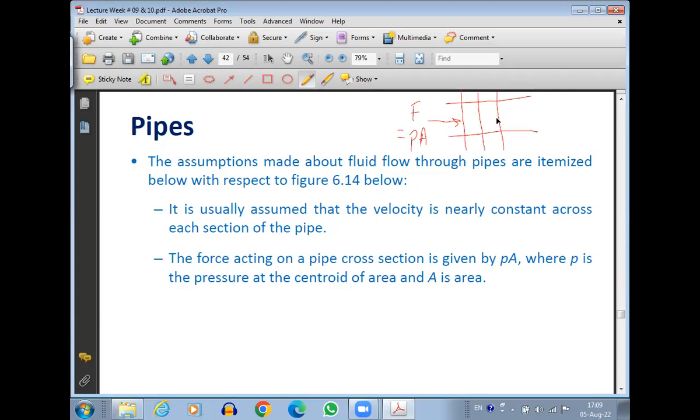And it is applied at the centroid of this cross-section. So these are the assumptions that we make for the fluid flow analysis in the application of momentum equation for pipes.